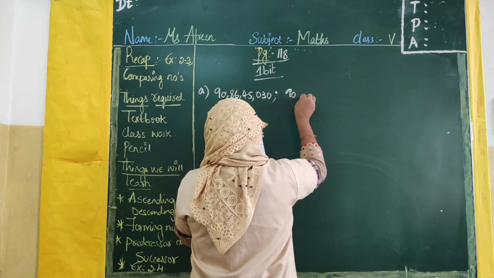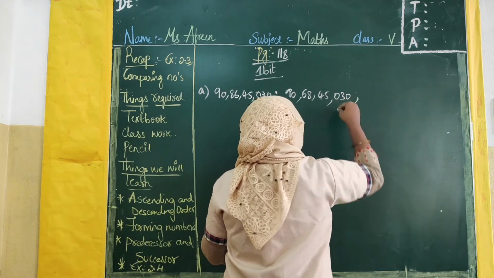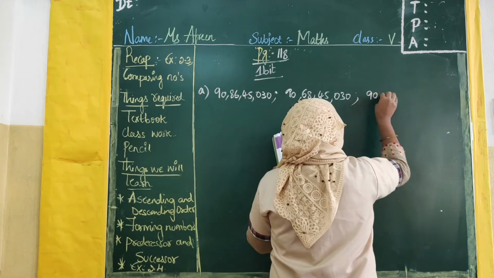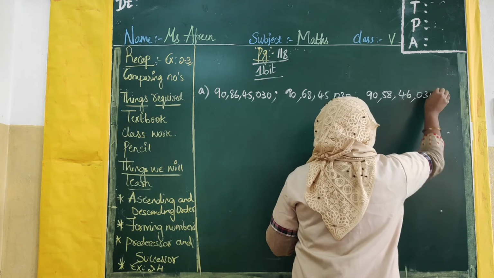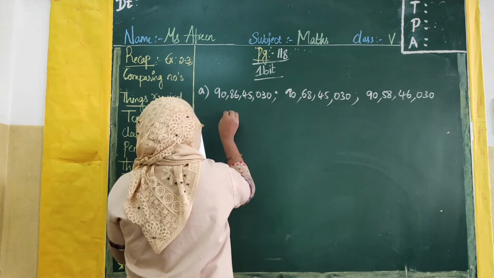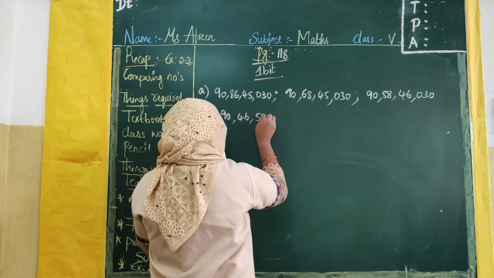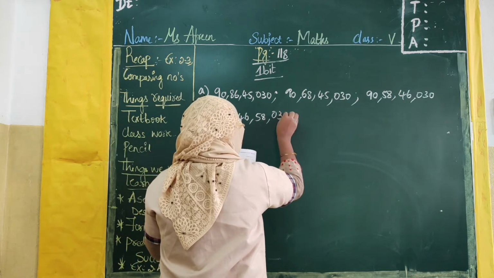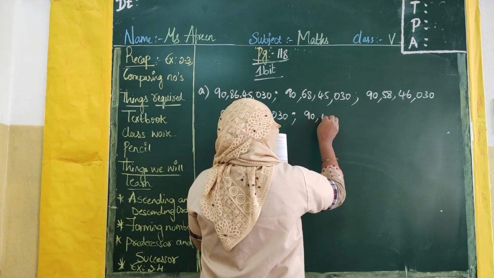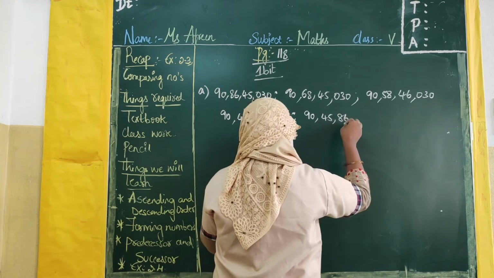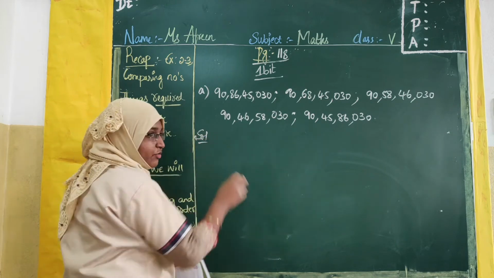Next is 90 crores, 68 lakh, 45,030. Next 90 crores, 58 lakh, 46,030. Next is again 90 crores, 46 lakh, 58,030. Then 90 crores, 45 lakh, 86,030. Let us see the first one. It is in which order?